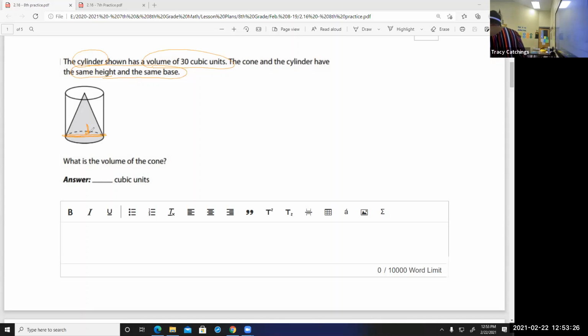So I'm going to start with the cylinder. I'm going to find my formula. V equals pi r squared times the height. They told me the volume was 30. We got pi. Do we know what the radius is right now? I'm going to put r squared. And then we got height. All right, I got it.